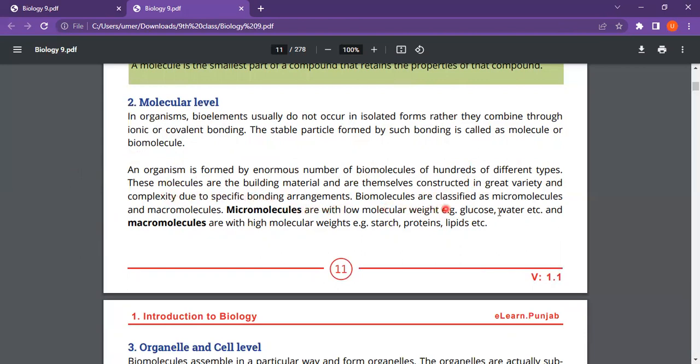Biomolecules are classified as micromolecules and macromolecules. Micromolecules are those with low molecular weight, for example, glucose, water, etc. And macromolecules are those with high molecular weight, for example, starch, proteins, lipids, etc.